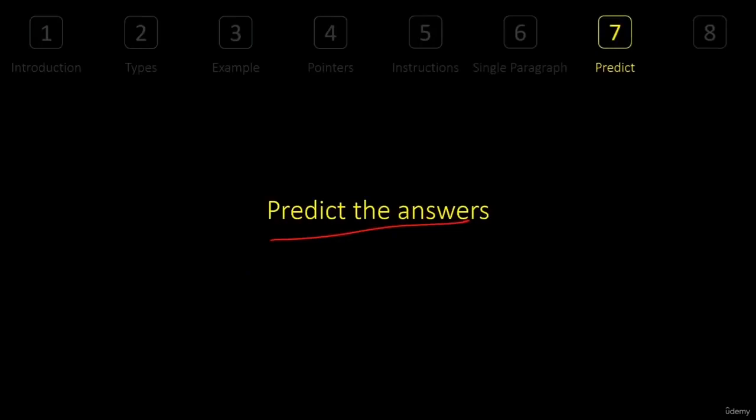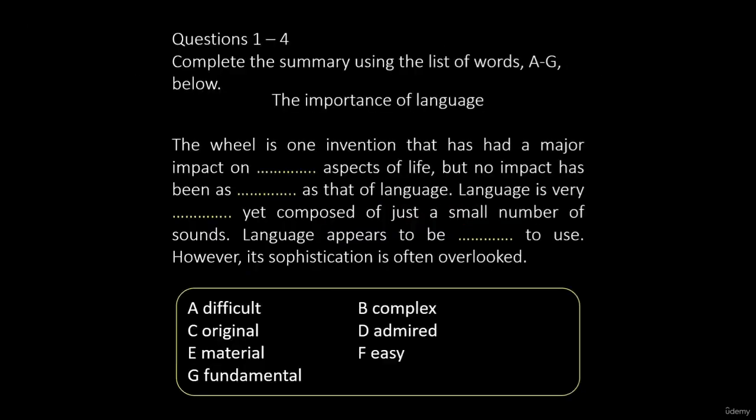Moreover, you should always predict the answers. Look here, we have removed the options. The wheel is one invention that has had a major impact on this aspect of life. Can it be an admire aspect? I don't think so. A complex aspect? Maybe, but it doesn't sound like that. An easy aspect? Not really, it's not an aspect actually, right? It could be a difficult aspect, or maybe not, because it's not an aspect we can expect here. We can expect an original aspect, material, or fundamental kind of aspect.